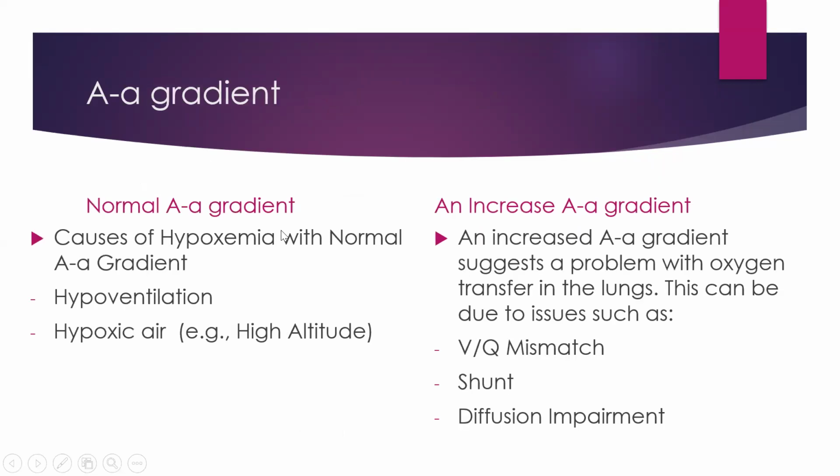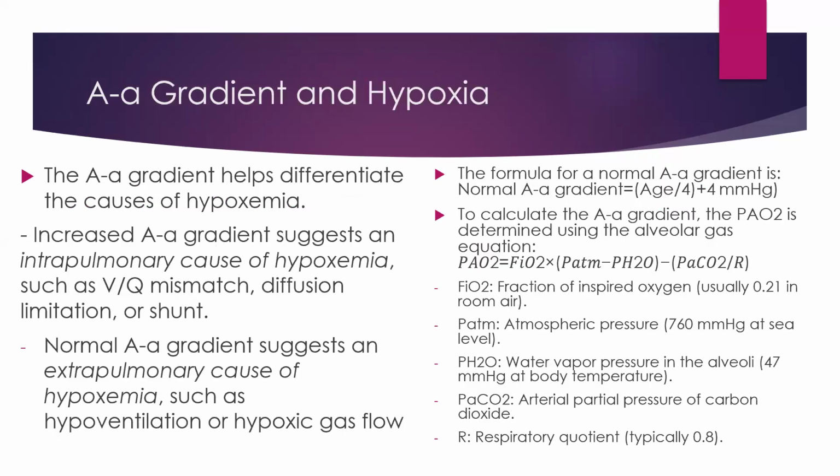So when we're talking about hypoxia, it's important for us to objectively measure the hypoxia we're having and to differentiate between intrapulmonary and extrapulmonary causes of hypoxia. One of the ways to differentiate that is the measurement of your AA gradient. The AA gradient is the difference between the partial pressure of oxygen in the alveoli and the partial pressure of oxygen in arterial blood.